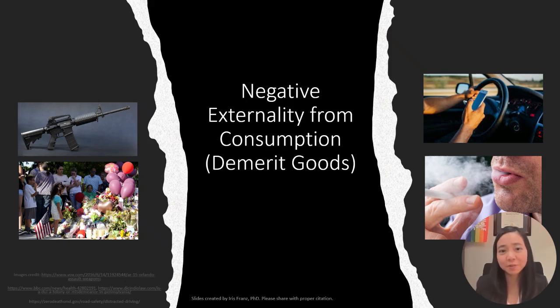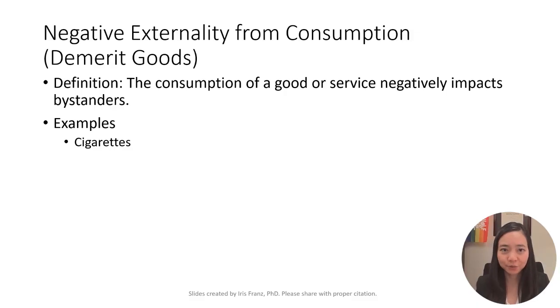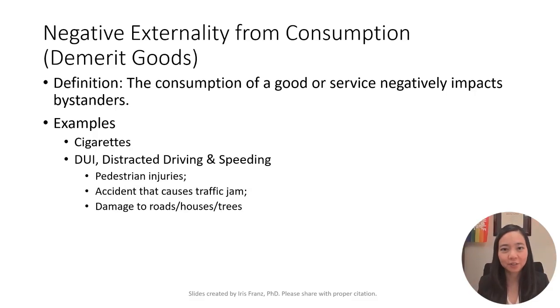Today we will talk about negative externality from consumption, also known as demerit goods. For example, cigarette smoking affects not only the smoker but also bystanders through secondhand smoke and higher public health costs. Driving under influence, distracted driving, or speeding puts others at risk. These behaviors can cause pedestrian injuries, traffic jams from accidents, and damage to roads, houses, or trees.